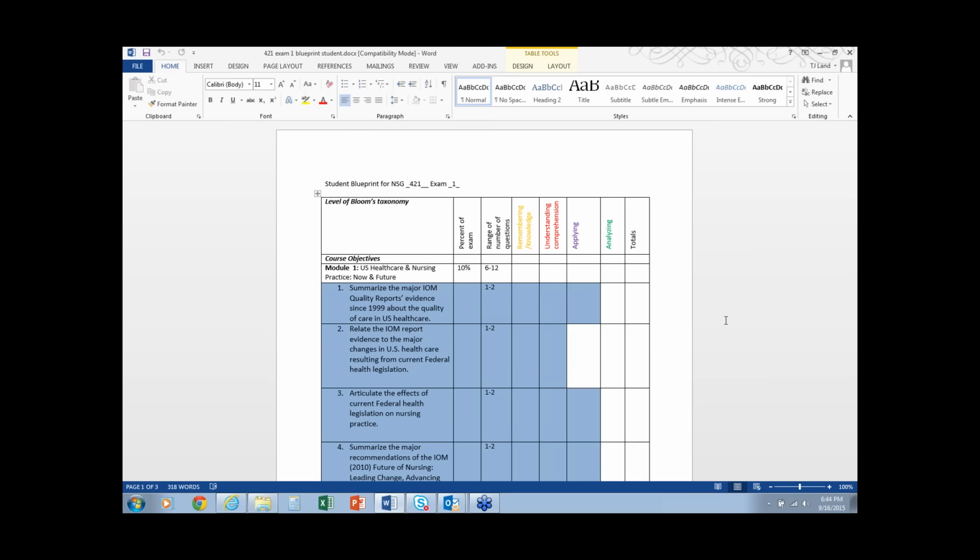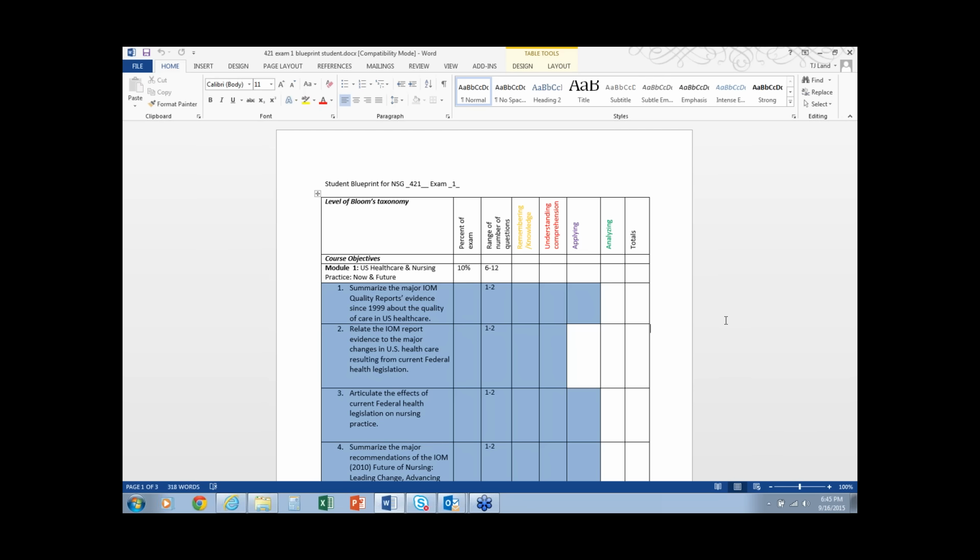Now, the very first objective is that you be able to summarize the major IOM, which is the Institute of Medicine, that you are able to summarize their quality reports regarding evidence from the 1999 report, okay, about the overall quality of care in the U.S. healthcare. So really what I want to say about Objective 1 is that you need to be familiar with the following IOM reports, and you can get the information from your Learning IOM book, okay? So for the following reports, you need to understand the report and the recommendations for each of them.